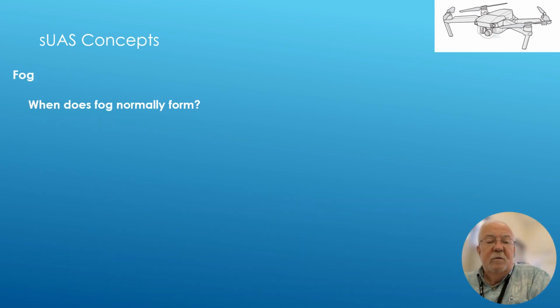Okay, let's talk about fog momentarily, because obviously it's going to reduce your visibility. So we need to understand how it forms. Well, it forms when air cools to its dew point, or its saturation point, right? Either air can cool to that point, or you can add moisture to cooler air, and it will turn into fog, right?